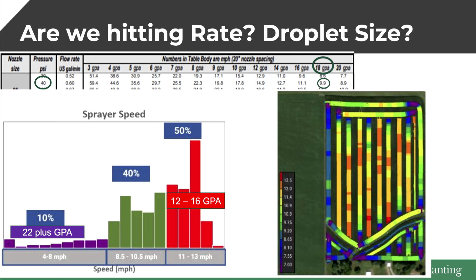So here we go. I keep walking in front of this, so you got my big head. Look at the legend over here. Purple is 7 mile an hour. Red is 12.5. Look at this. 10% of the time he's doing 22 plus gallons to the acre. You can see it over here, right? In and out of the headlands, going around the turns, 8.5 to 10 mile an hour. Finally worked his way up, and then 11 to 13 was actually hitting rate.